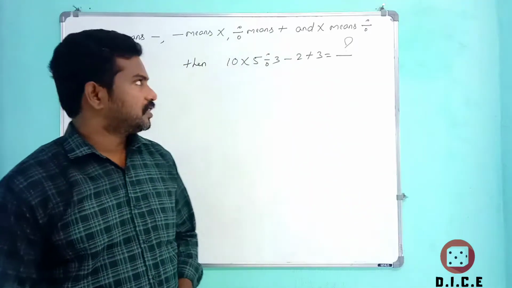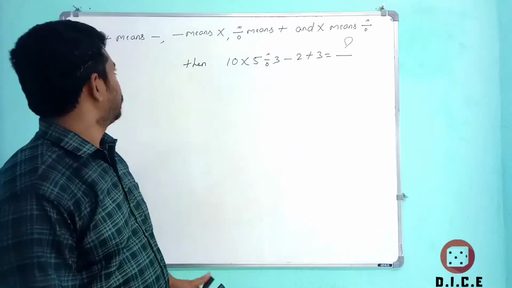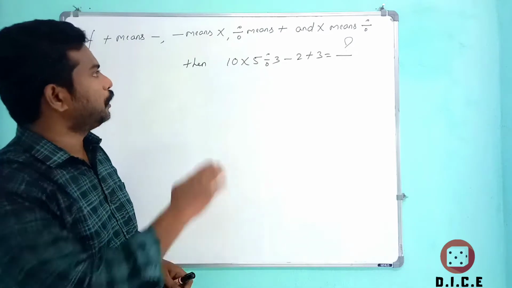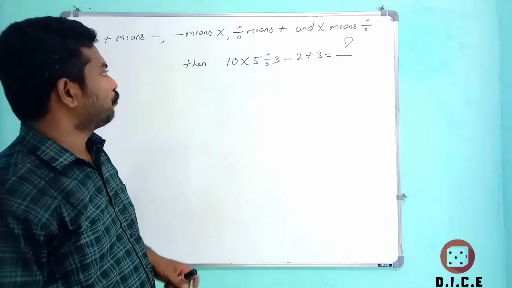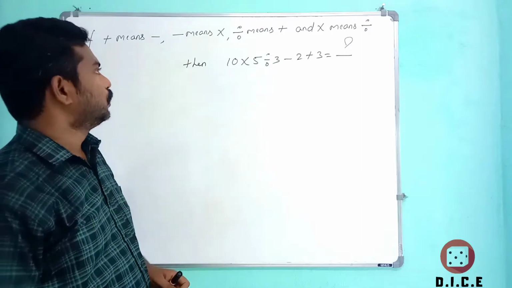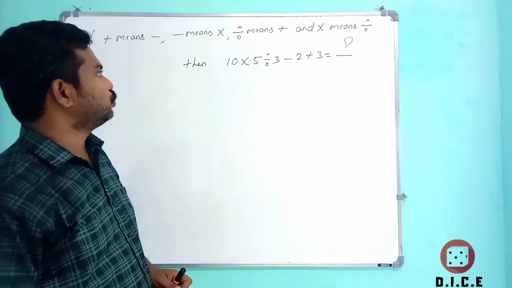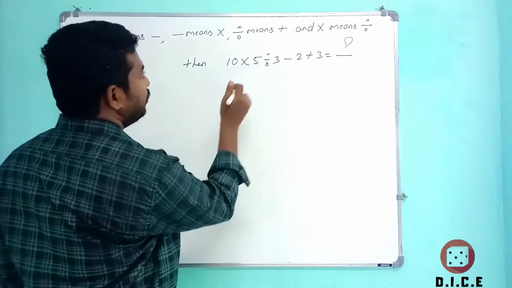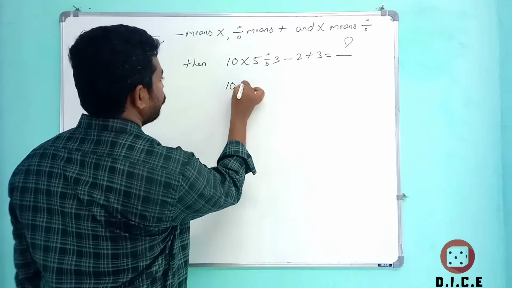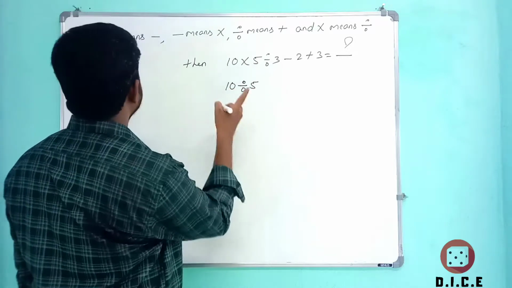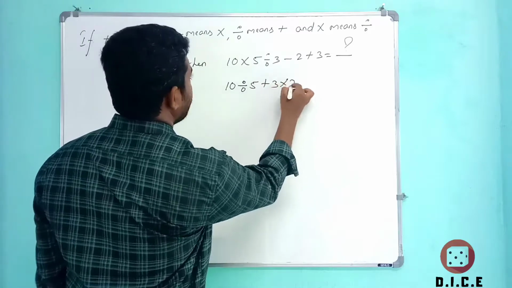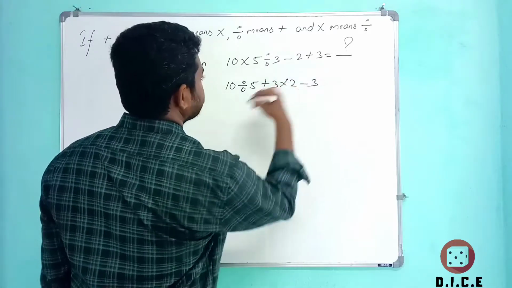So, if you see the very first question in today's session, he has given that plus means minus, minus means into, division means plus, and into means division. So, we have to find the value for this question. Before solving it, we have to change those symbols according to the given format. So we have to change all the symbols as asked: division means plus, 3 and minus means into, and plus means minus 3.